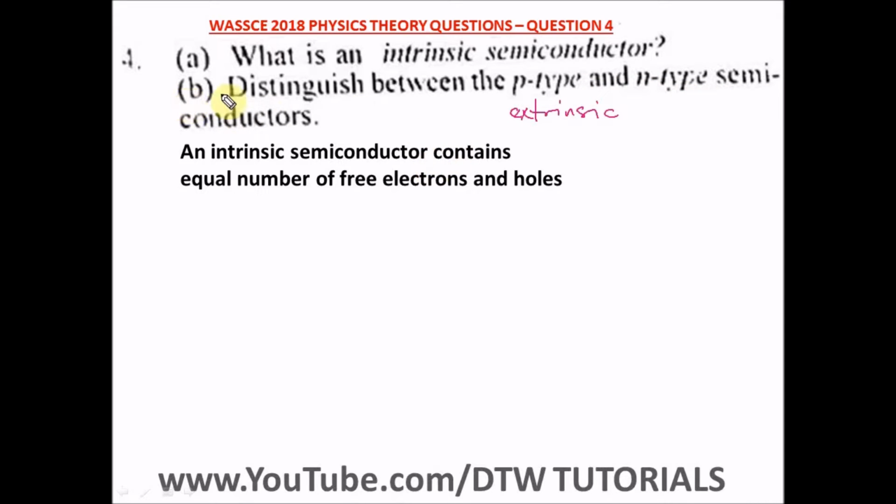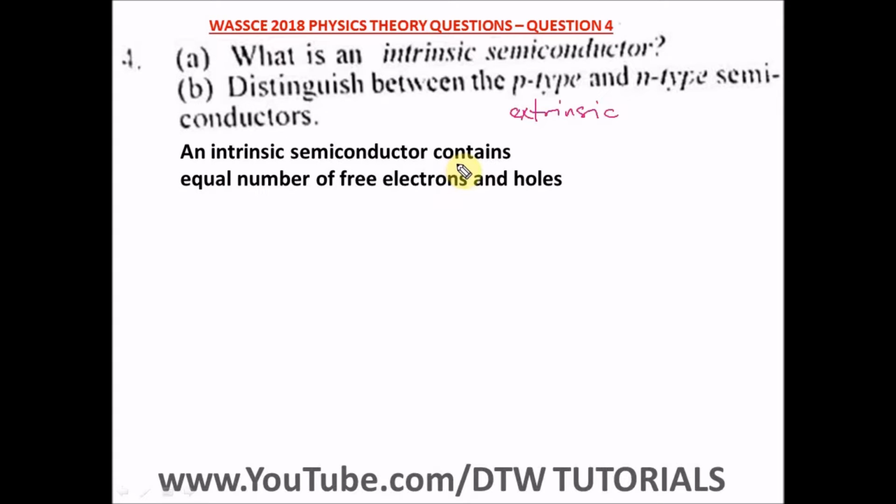Okay, now for part B, it says distinguish between p-type and n-type. In your question, I didn't even say how you write this down. So what is an intrinsic semiconductor? As stated here, an intrinsic semiconductor, just go straight to the point.